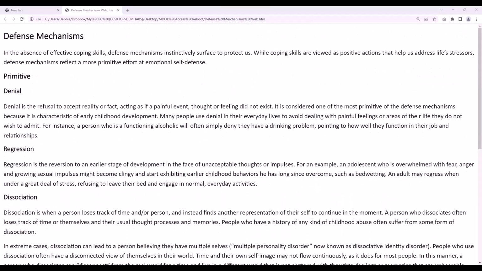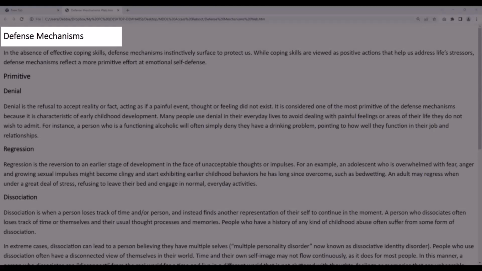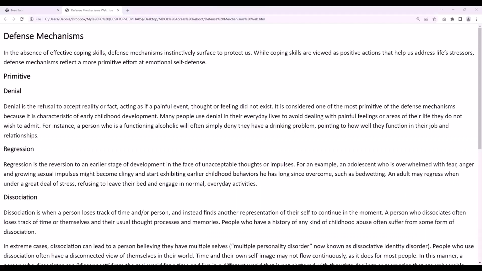A heading could explain the title, topic, or purpose of the web page, main sections of the page, subsections of the sections, sub-subsections. A person using a screen reader will hear the type of header being used. Heading Level 1 Defense Mechanisms. Primitive Heading Level 2. Denial Heading Level 3. This helps them to understand semantic structure.